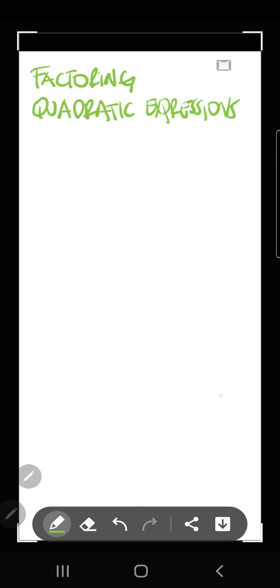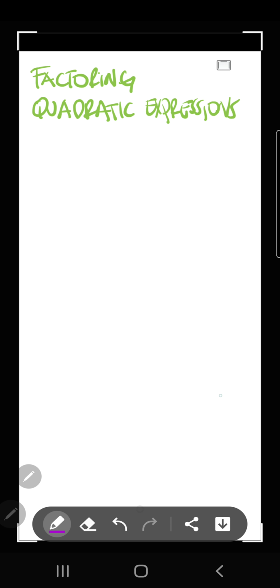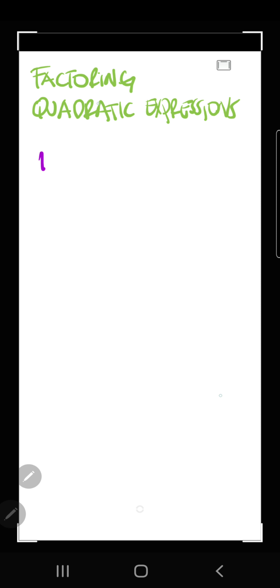Factoring quadratic expressions. There are too many expressions that can be factored, but now we are only factoring expressions that can be quadratic equations or quadratic functions. So we're going to talk about 4 ways of factoring. The first will be difference of squares.